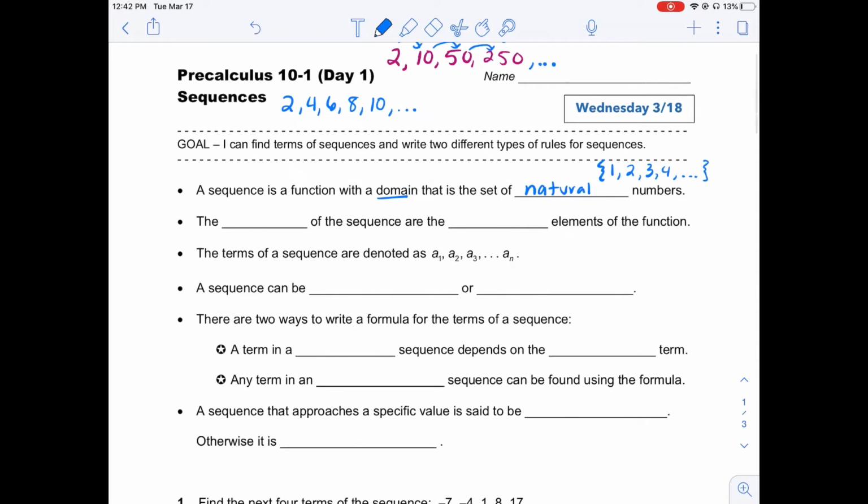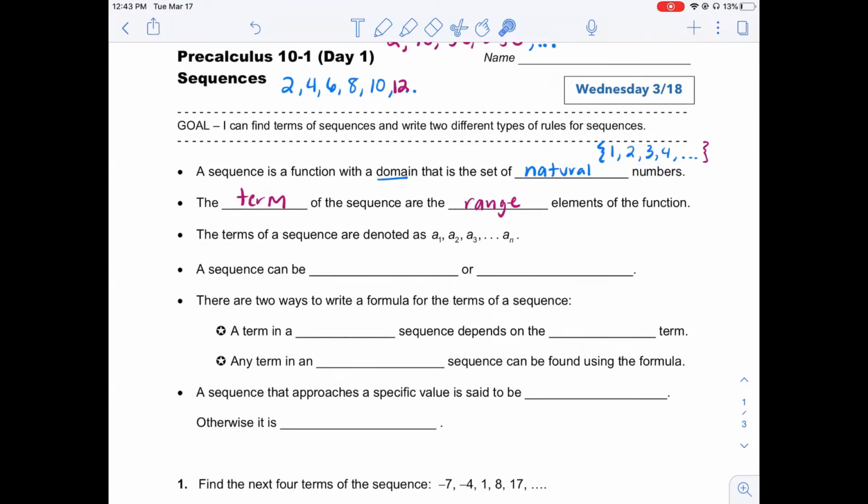The range is what we call the term. So we're rarely going to call it the range, but we call these terms. So if I go back to my list, the first term was 2. The third term in the first list was 6. Let's say I asked you to find term number 6. I would take term number 5, which was 10, add 2, and get my next term to be 12. So each term has a number, and then that number is a value. So the term of a sequence is what we call the range elements of our functions.